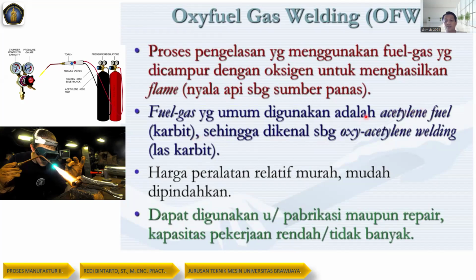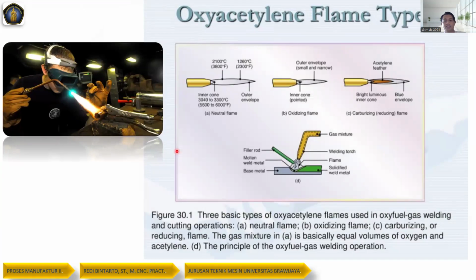Because they mix it with oxygen, people call it oxyacetylene welding, or in Indonesia we call it las karbit. It's quite cheap, not expensive, and we can use this for any kind of metal repair, metal welding, actually for automotive manufacturing and in relation to machinery and other kinds of machines.